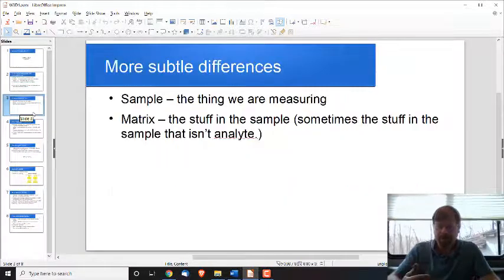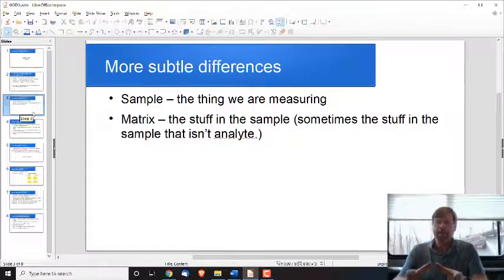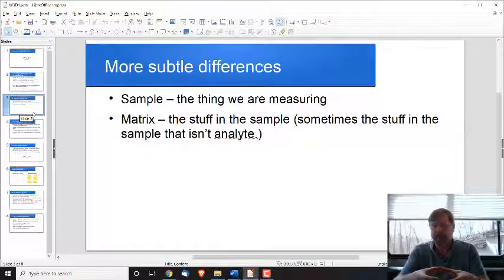Okay, so some more words with slightly subtle differences. A sample is the thing we're measuring. So if I take some salt water, that's my sample. I've got a sample of salt water. The matrix is the stuff that's in the sample. So in this case, my saltwater matrix might be sodium chloride and water. If it's seawater, it's probably got other minerals in it as well. But that is my matrix.